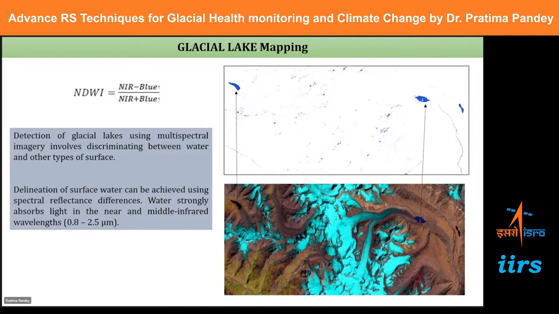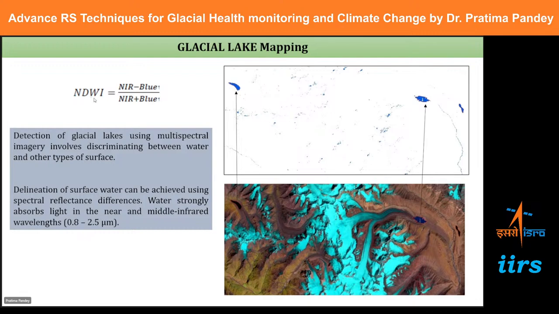Again, another parameter for glacier health monitoring is glacier lake mapping and glacier lake monitoring. As the glacier retreats or melts fast, the lakes or the size of the lakes will also increase. So it is important to map and monitor the glacier lakes also, the high altitude glacier lakes. The glacier lake can be mapped again by using visual interpretation. Manually we can monitor the lake, or we can use an automated method like NDWI.